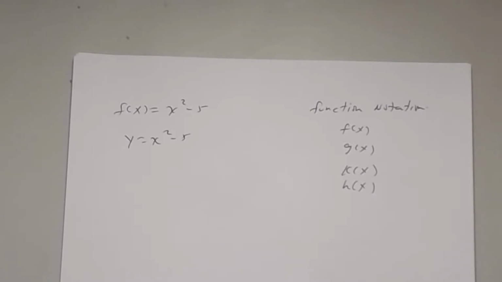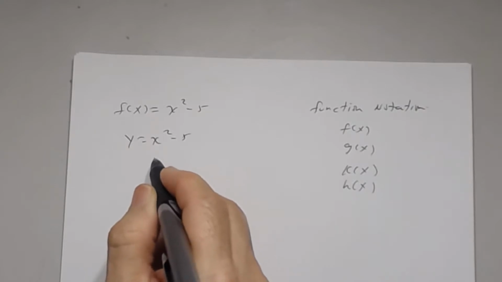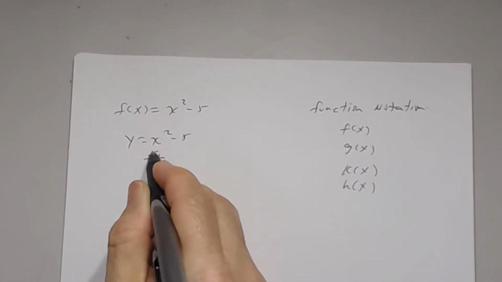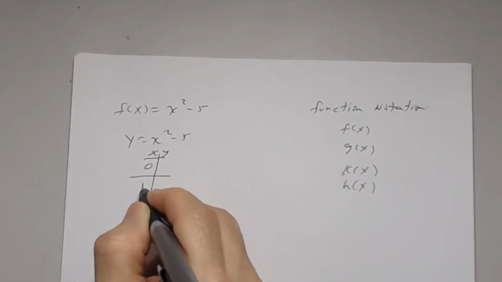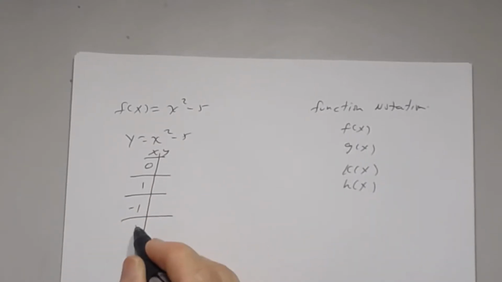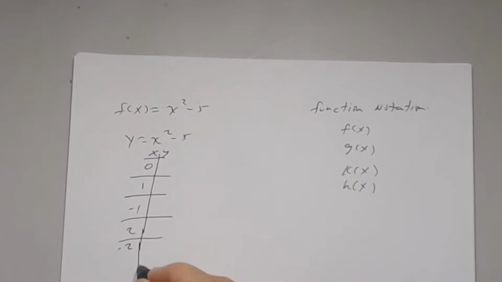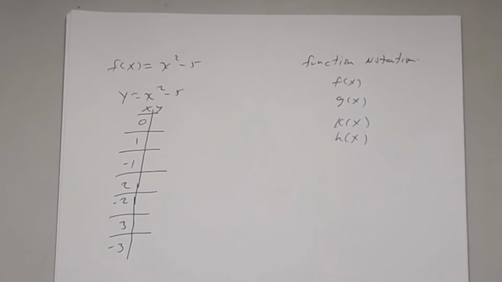All right. Now, I'm going to go ahead and use a t-table again, and then the next set of problems we'll do differently. So let's use the t-table on this. I'm going to use the same values for x: 0, 1, -1, 2, -2, 3, -3. But once we do that and once we have our discussion, then we're going to talk about it a little bit differently.